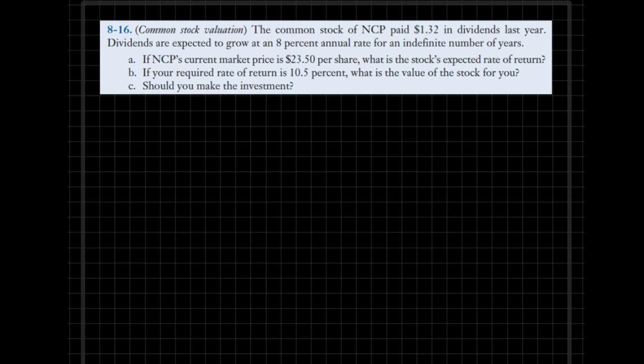Let's highlight some key givens in the problem. We are told that dividends for the previous year were $1.32. The company's dividends are expected to grow at an 8% annual rate for the foreseeable future. In the first part of the problem, given a certain market price, what is the expected rate of return of the investor? So let's start with this part of the problem.